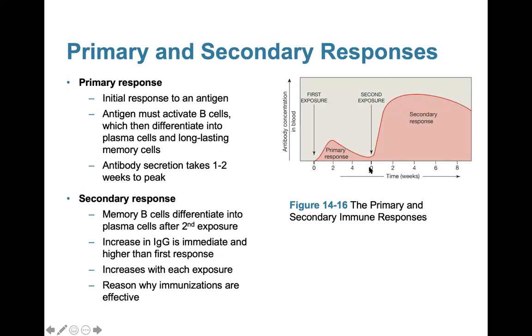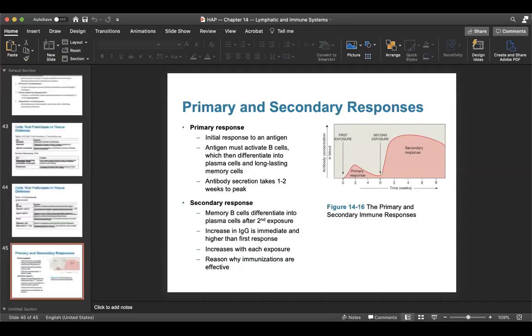Now somebody sneezes in your face and you're exposed to measles, you immediately develop a response and your immune system will attack it well before you even become symptomatic. So that's the primary and secondary response. First time's always slow. Second, third, fourth, fifth, sixth time will be very rapid. And that is it.